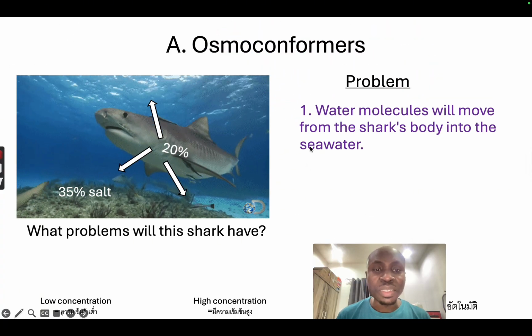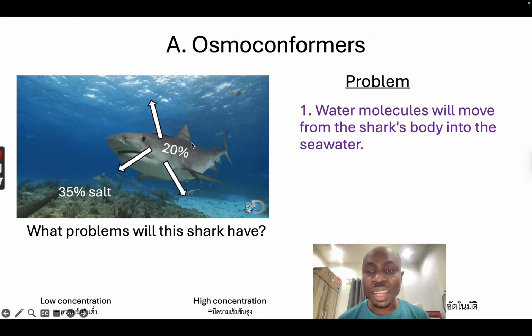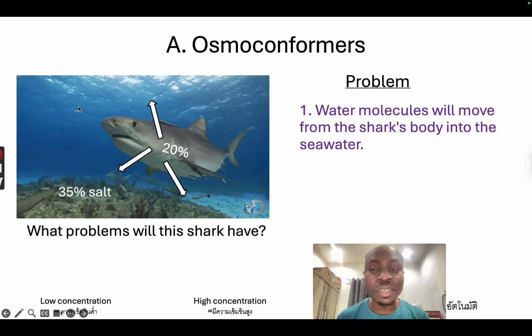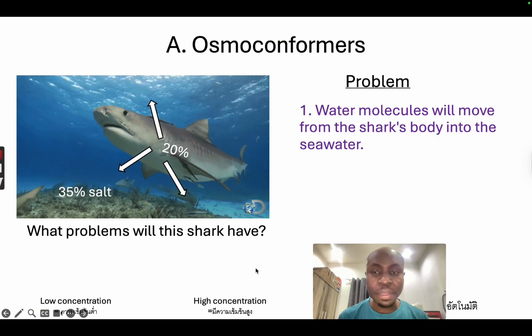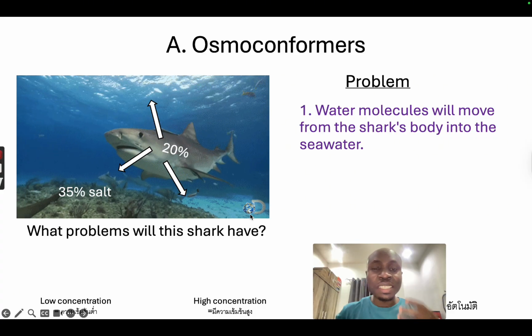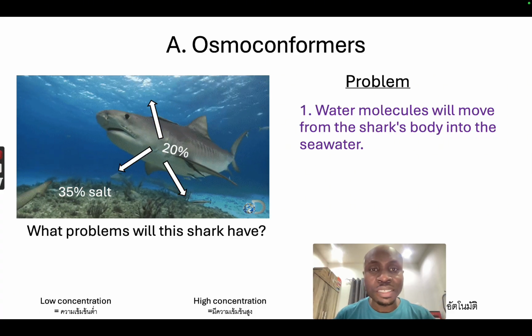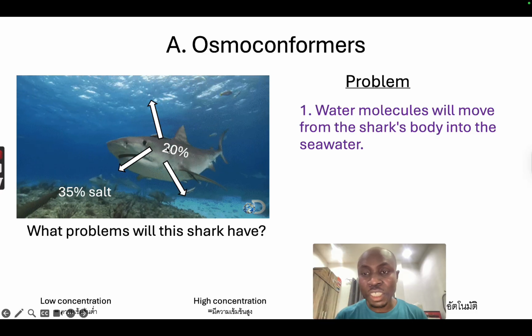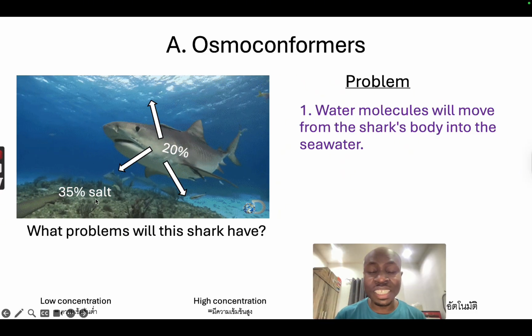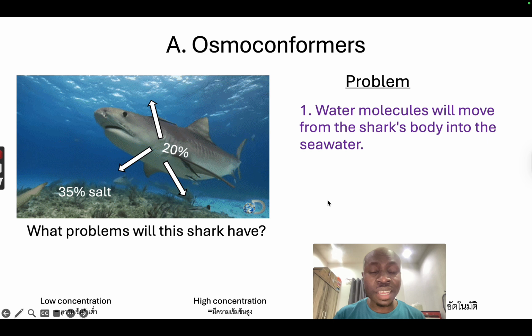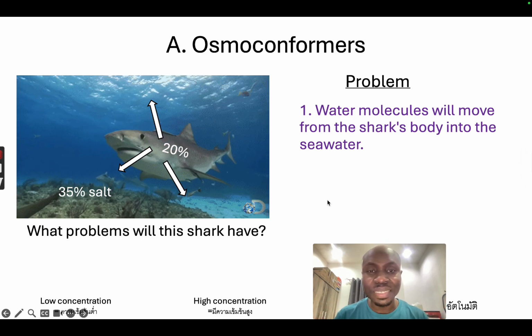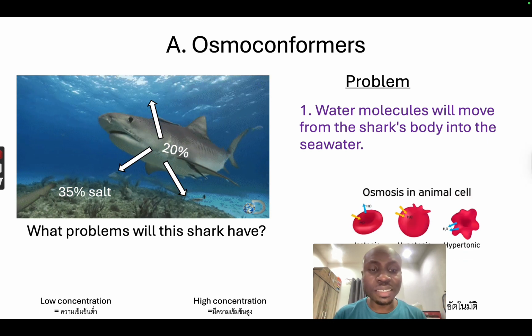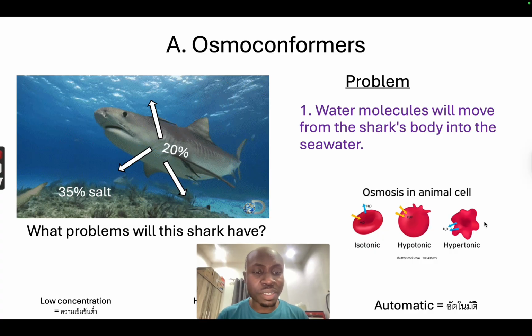This is the problem. Water will move from the shark's body to the seawater by osmosis. The water in the body of the shark will move out, from low concentration in the body to high concentration in the water, and the shark will die. This is a big problem. We can see a picture here: the cells will get smaller, or shrink, by osmosis because water will move out.